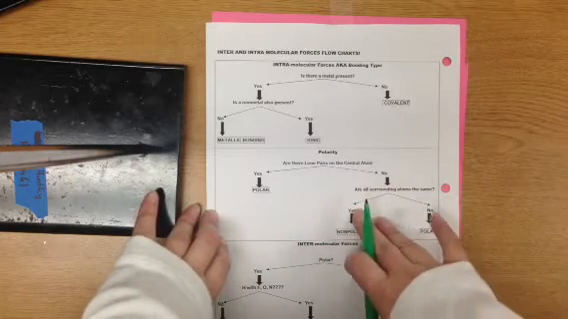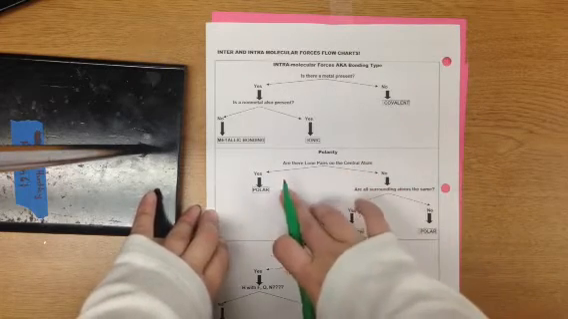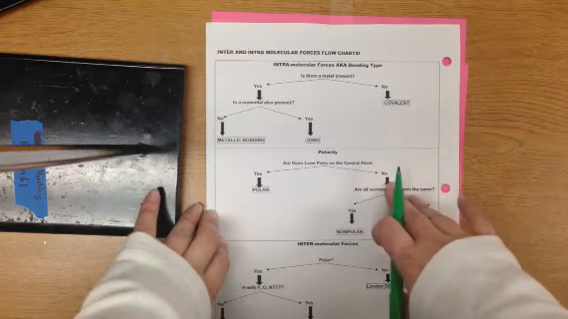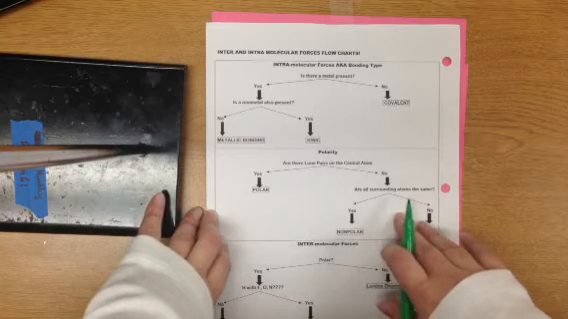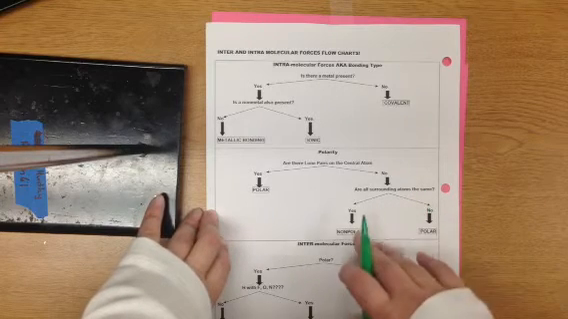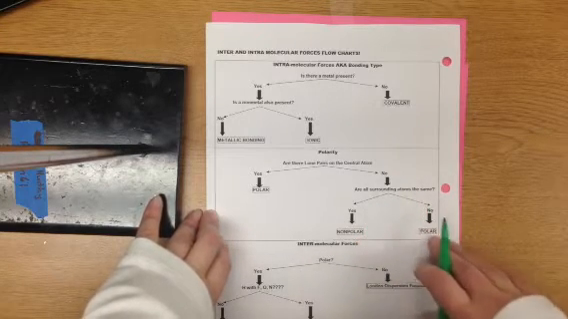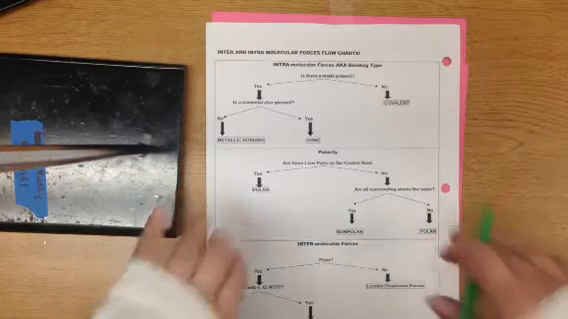Are there any lone pairs on the central atom? If the answer is yes, you have something that's polar. If the answer is no, you have to ask a second question. Are all the surrounding atoms the same? If they are, you have something that's nonpolar. If they are not, it is polar.